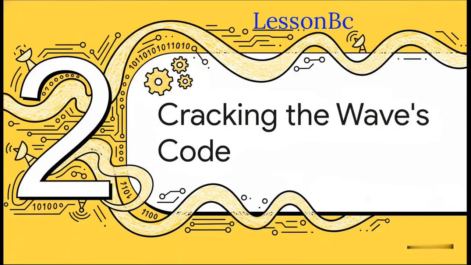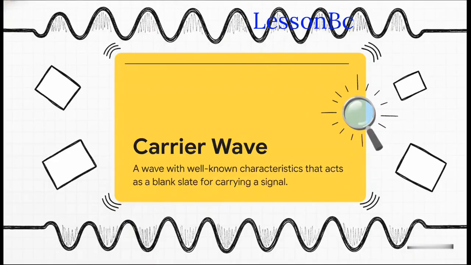To get our heads around this, we need to crack the code of the waves themselves. And it turns out, the secret isn't really the wave itself, but how we play with it, how we manipulate it. So imagine a perfectly steady, predictable rhythm, just going on and on. That's what we call a carrier wave. It's this pure, kind of boring, constant wave that's broadcast at a very specific frequency. On its own, it doesn't carry any information at all. It's basically the blank piece of paper we're about to write on.